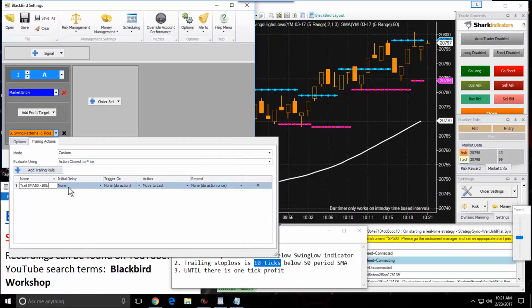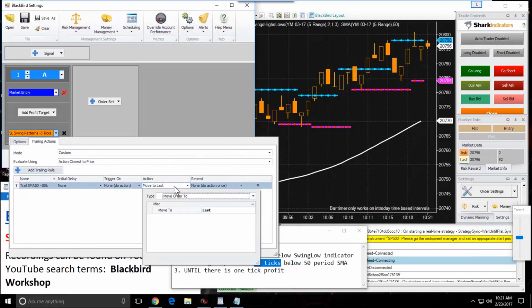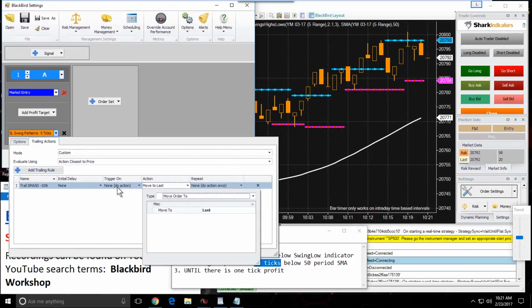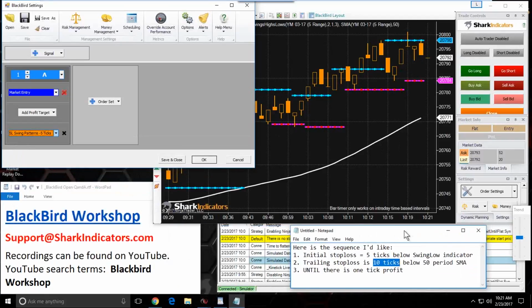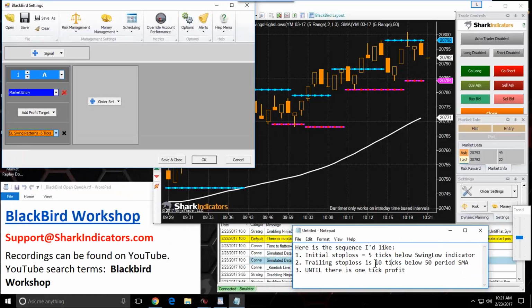And that's all the rules we have. So we're just going to jump straight into moving the order, so there's not going to be any delay. There's no trigger, and there are no requirements as to when we start trailing. Let me move this out of the way. There are no requirements for when the stop loss starts trailing the 50 SMA.